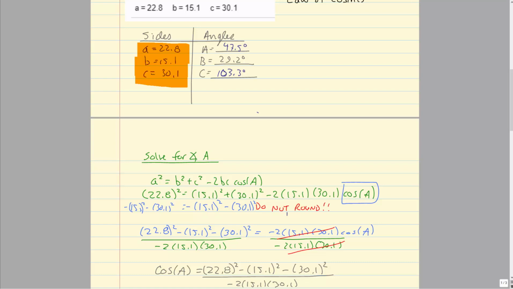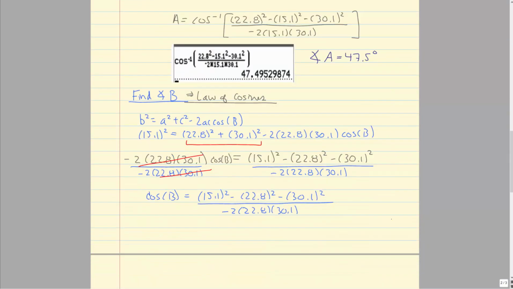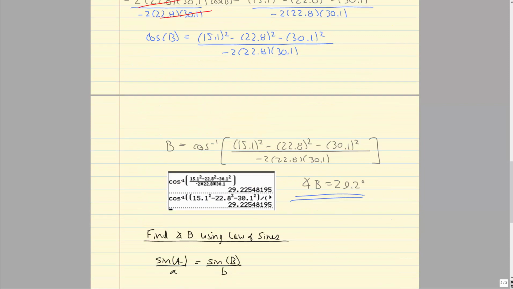So again, lesson learned here, you have to start with the law of cosines for your first step. For your second step, you could have used the law of sines or the law of cosines. It doesn't matter, but the whole key is do not round. Okay, because if you round, you're going to introduce error into the problem, and if you do that, it kind of compounds itself, so by the time you get to your final answer, it could be way off of where it should be.